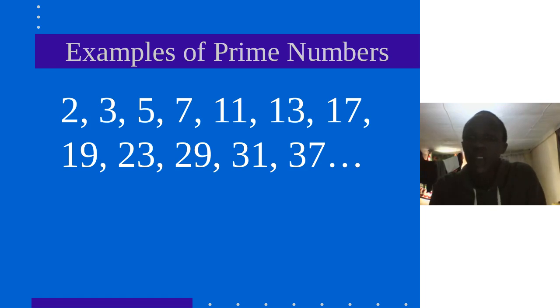Here with me we have examples of prime numbers: 2, 3, all the way to 37. 2 is a prime number because it can only be divided by 2 and 1. No other number can divide 2. Hope it's well understood.